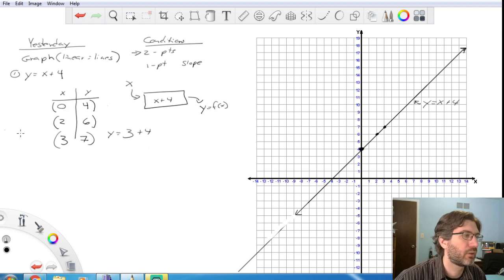If I plugged in -2, then I get -2 plus 4. I'm sorry, not -2, -6. Right? -2 plus 4 gives me +2. Sorry, it gives me +2. My integers are off today. And then -2, and then +2 is up here. So that's still on my line.